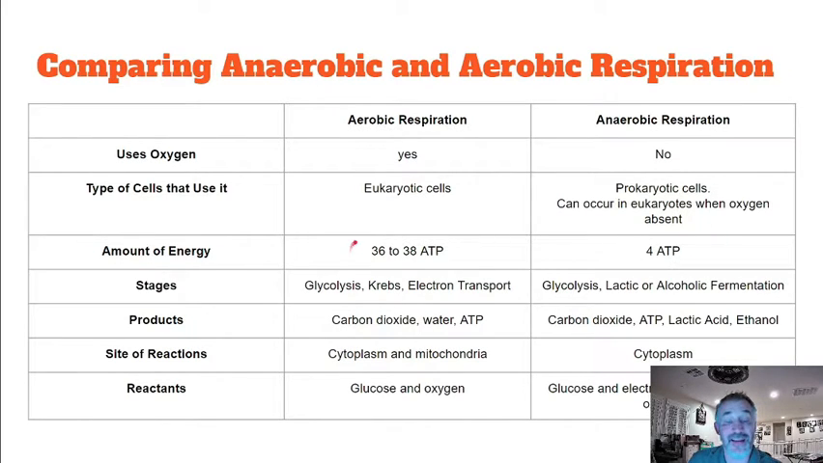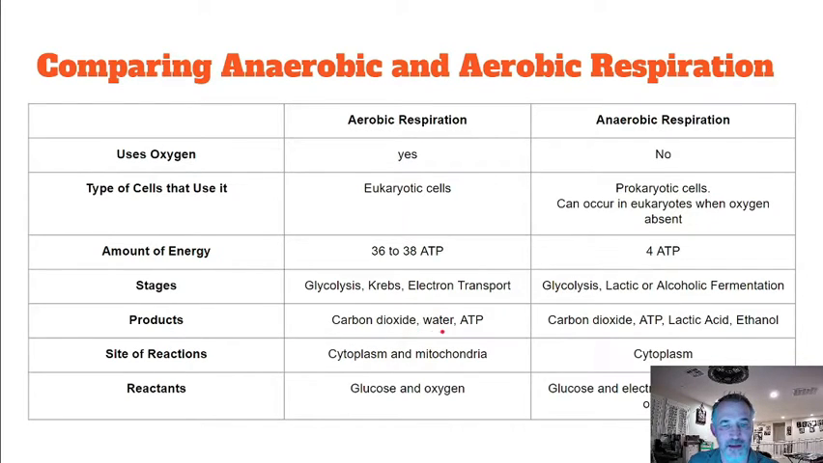The amount of energy, we can get 36 to 38 ATP molecules here. For anaerobic, we're only going to get a net gain of 4 ATP. Actually, a net gain of 2, but 4 ATP are produced. The stages: you've got glycolysis, Krebs, and electron transport chain for aerobic; for anaerobic, glycolysis, and then you either have lactic acid or alcoholic fermentation.